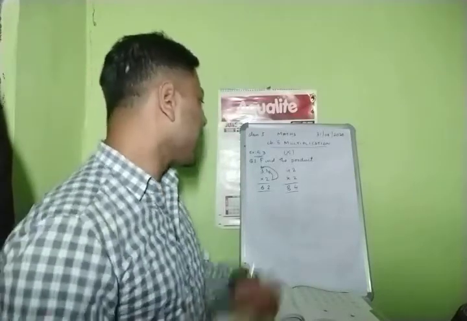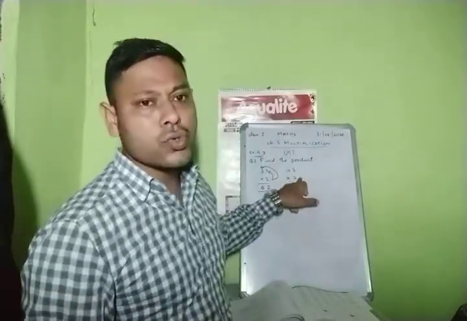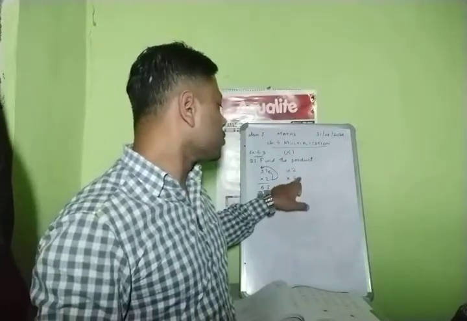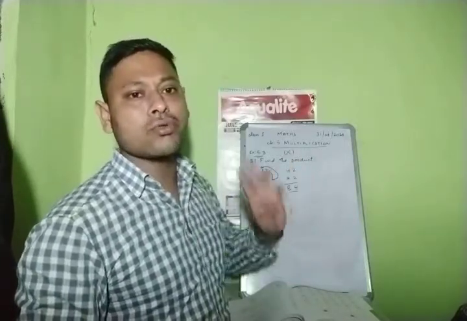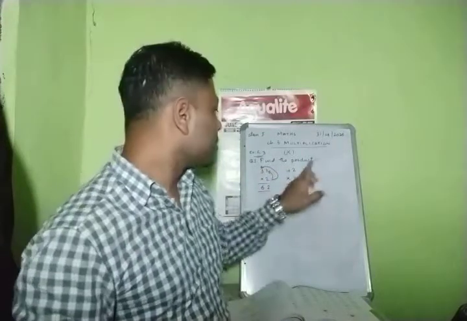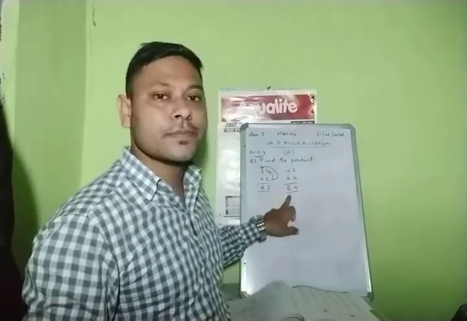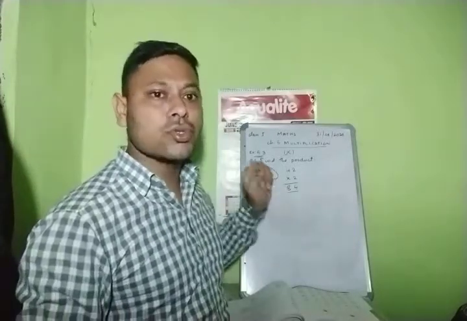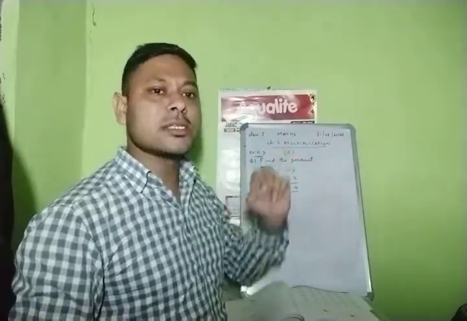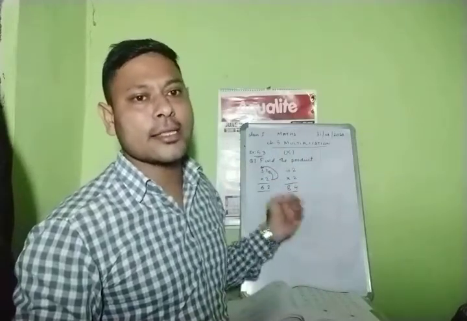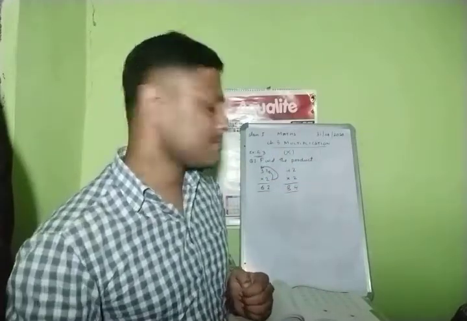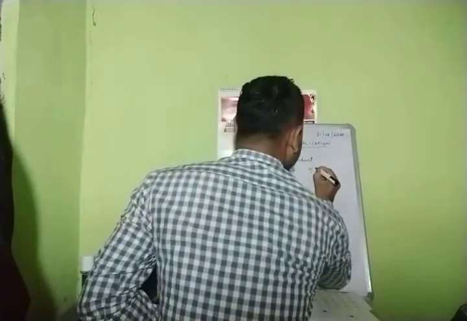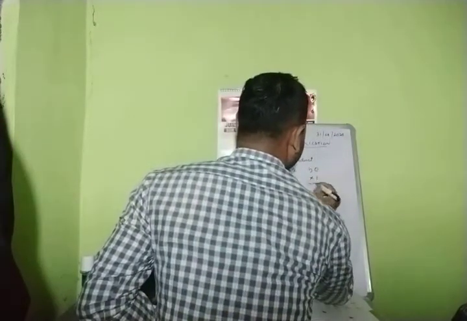Like here, 2 1s are 2, 2 2s are 4. See, we wrote there 4. Now, 2 1s are 2, 2 2s are 4, 2 3s are 6, 2 4s are 8. So 2 4s are 8. We know the table, so we are doing directly. Those who don't know, say the table and then you write the answers. Next question. 50 into 1.